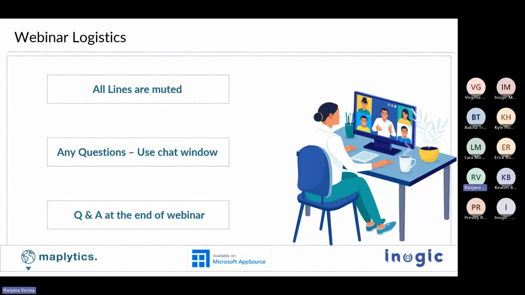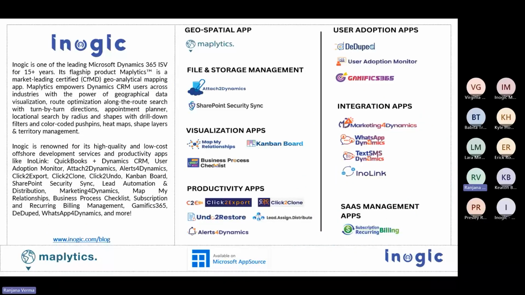Now, before we start off with the demonstration or the complete live viewing of Maplytics, let me give an introduction on what iNogic is. iNogic is one of the leading ISV solution providers, and we have been in the industry for a decade and a half now. As you can see, we have somewhere around 17 plus productivity apps, and these are getting added year by year or month by month.